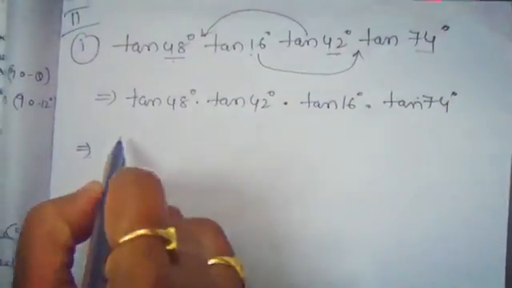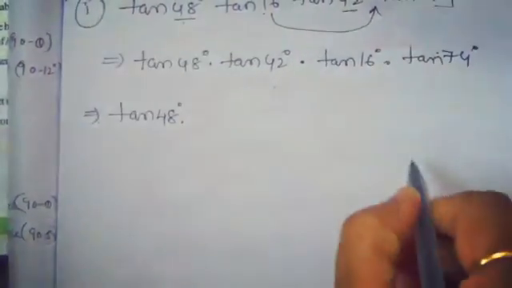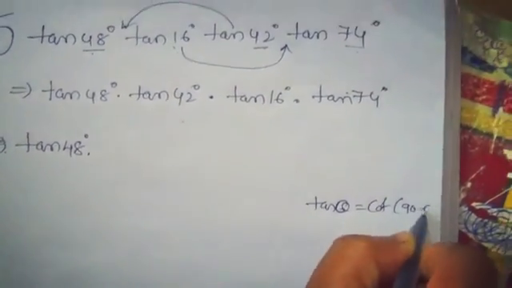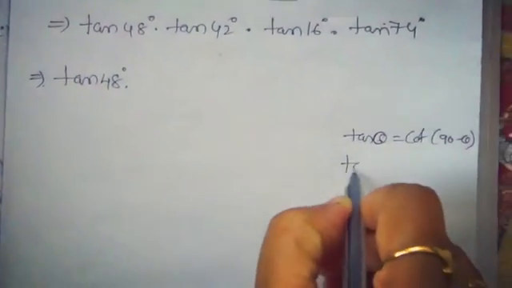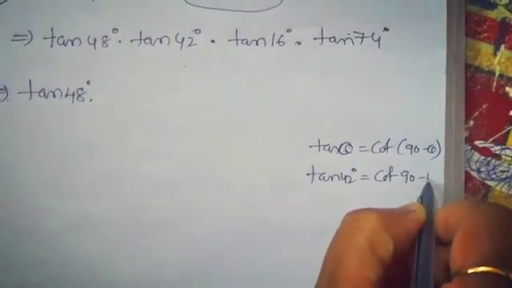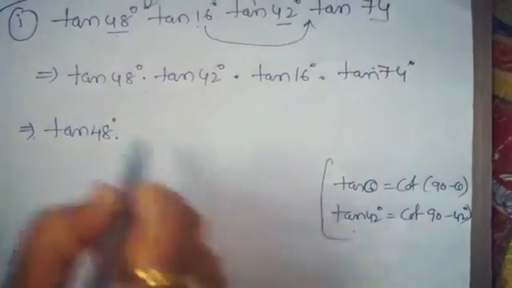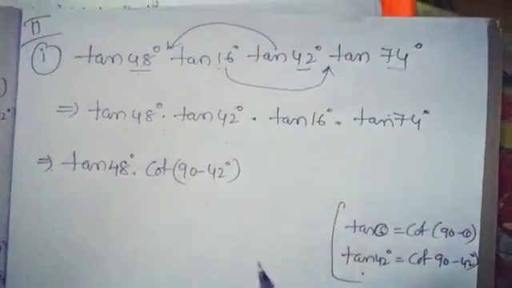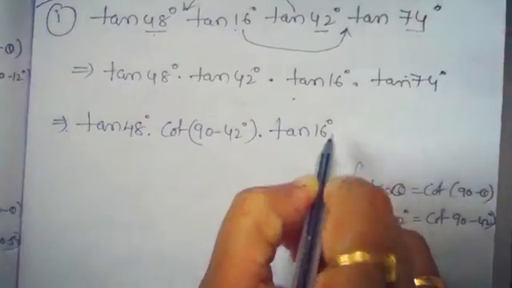That implies, look here, tan 48 degrees into tan 42 degrees. Tan theta is equal to cot(90 minus theta). So tan 42 degrees is equal to cot(90 minus 42) degrees. So I am writing here tan 42 is equal to cot(90 minus 42). Just like this, tan 16 degrees I am writing the same.